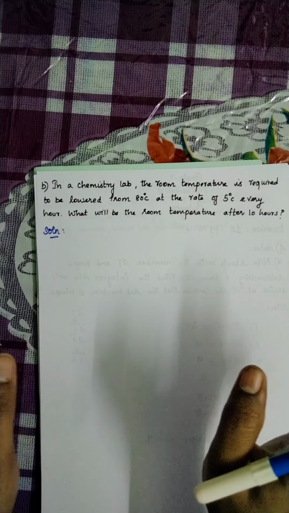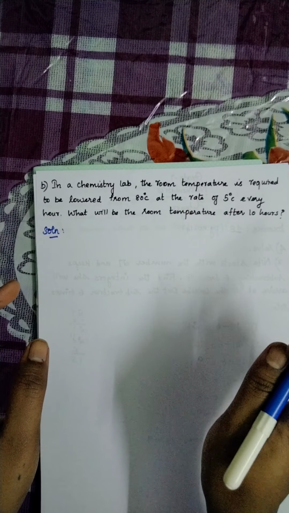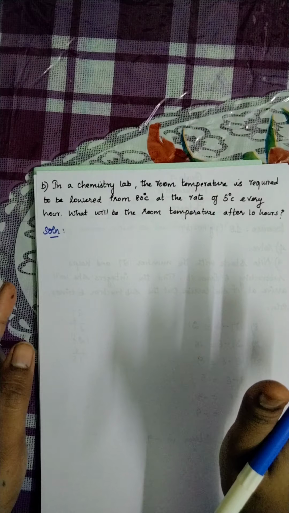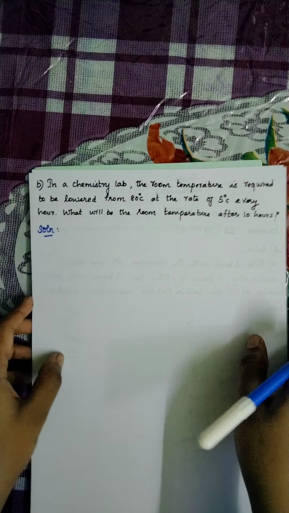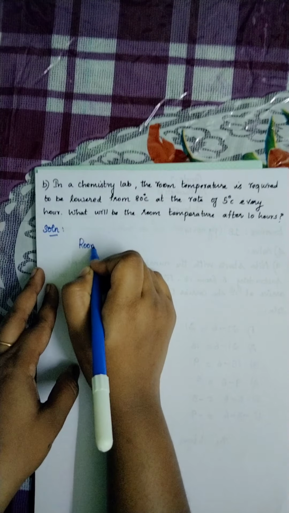What they asked is, what will be the room temperature after 10 hours? Initially, our room temperature is 80 degrees Celsius. Then the temperature is decreasing 5 degrees Celsius for every hour. Finally, we need to find what the room temperature will be after 10 hours. Do you all understand? First write the initial room temperature.